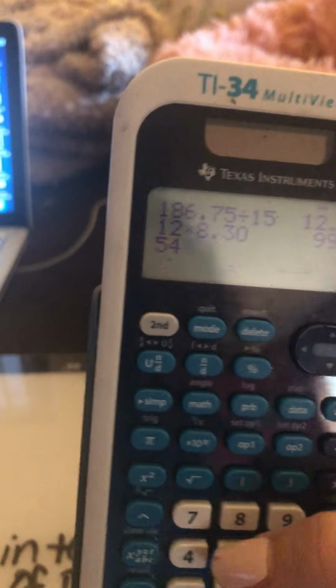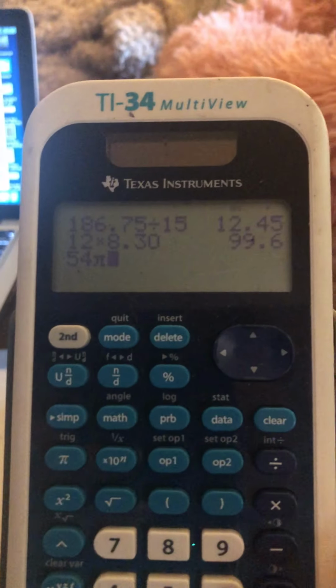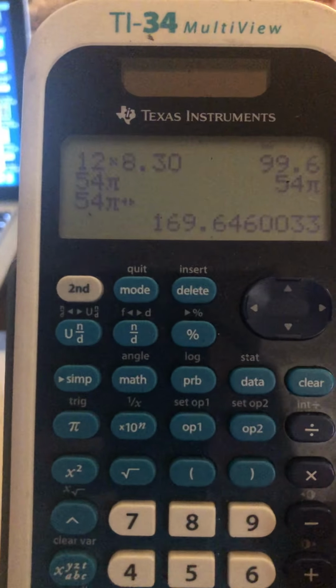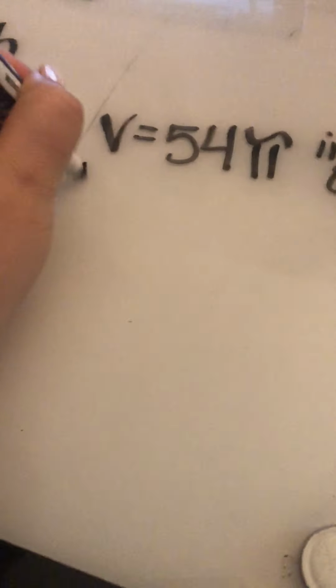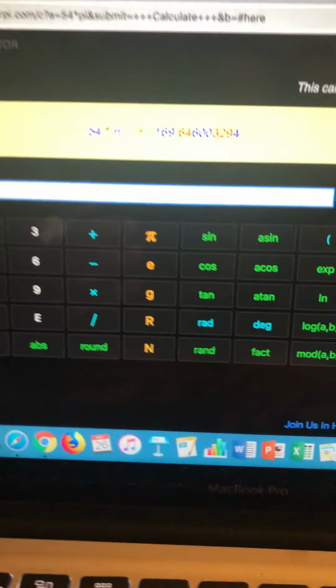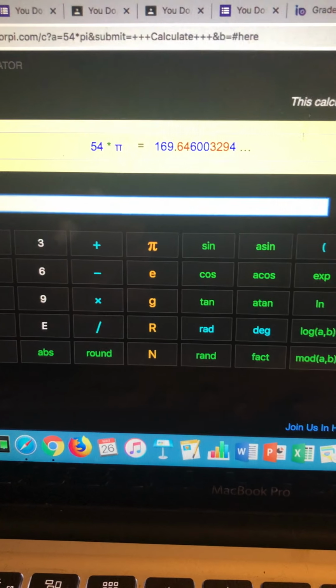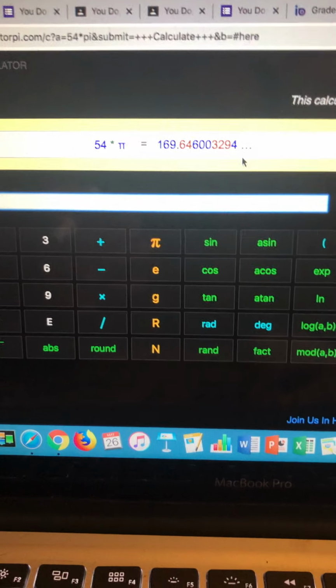So 54 times pi, and we would get 169.64600. Okay, so let me write that down. So V equals 169.64600 dot dot dot. There it goes. Okay, so here is my calculator on the website. Same thing I just got on my calculator.